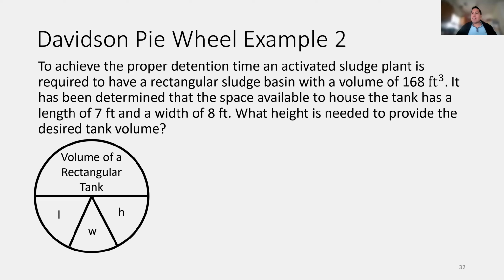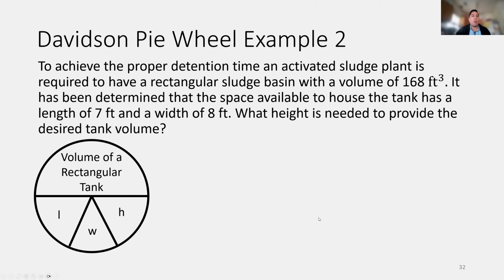So let's go ahead and practice that on our second pie wheel. No, this is what we were talking about with our inverse. This is going to be how to use the bottom variables, and we can divide our top variable by those bottom variables to equal one of the variables on the bottom.